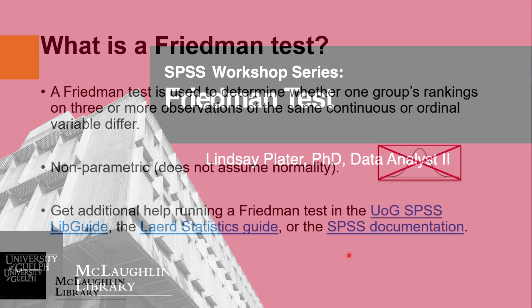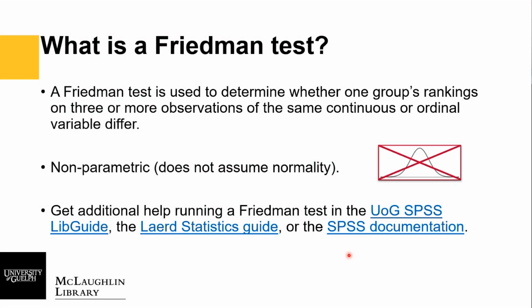What is a Friedman test? A Friedman test is used to determine whether one group's rankings on 3 or more observations of the same continuous variable or ordinal variable differ. So again, one group, it's going to be repeated or paired. One group of participants are going to be in 3 different conditions.